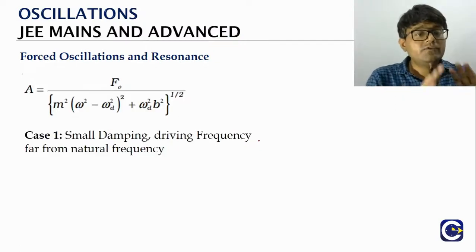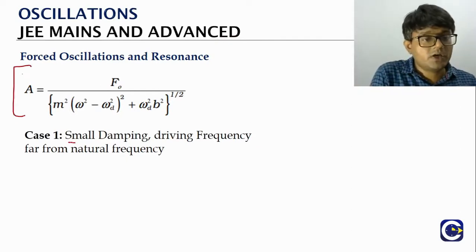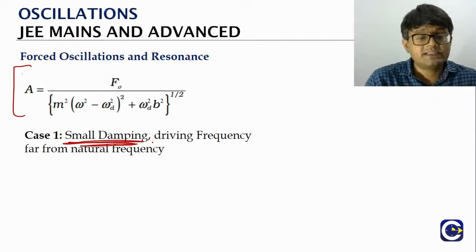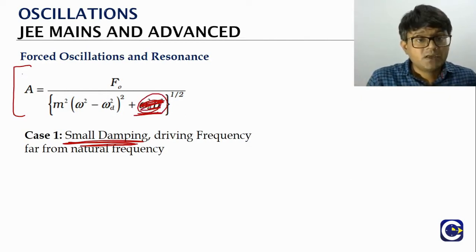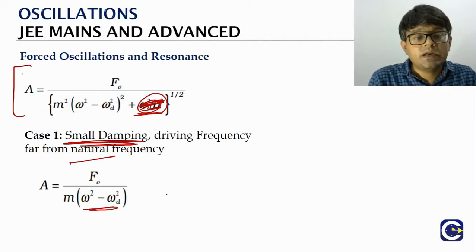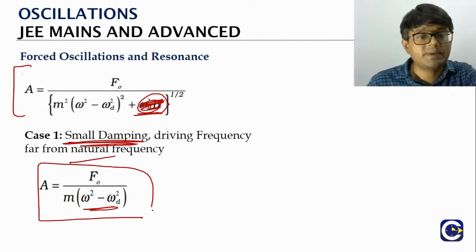Now if you try to analyze the amplitude part alone, we can look at two cases. One is what we call the small damping case. Small damping means b will be less. So here we are not just saying b is less, this entire factor can be neglected. If that factor is neglected, look at this, what we will have? Denominator m square into omega square minus omega d square, the whole square. There is a root, so you will get F naught by m into omega square minus omega d square. So this is the amplitude when we have small damping. Small damping means the second term we will just neglect.